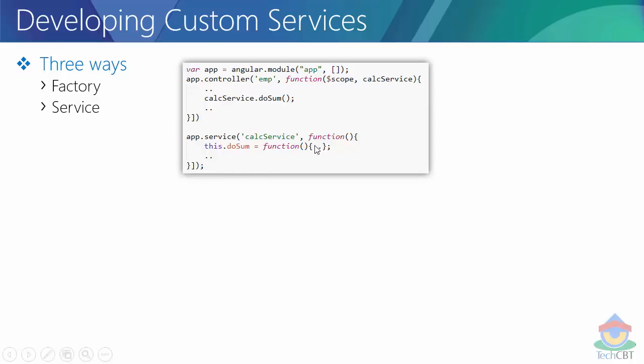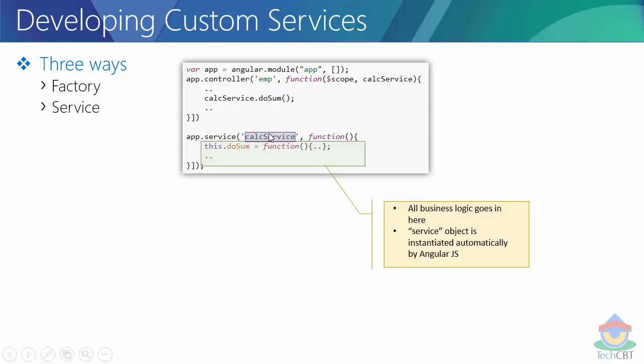So this particular constructor function will be automatically instantiated and finally will be sent to this particular calculate service parameter. So this is important. Whatever code you write in here is nothing but the business logic, and the instance of this particular constructor function will be automatically created by the AngularJS framework, and finally that instance will be sent to the calculate service parameter.